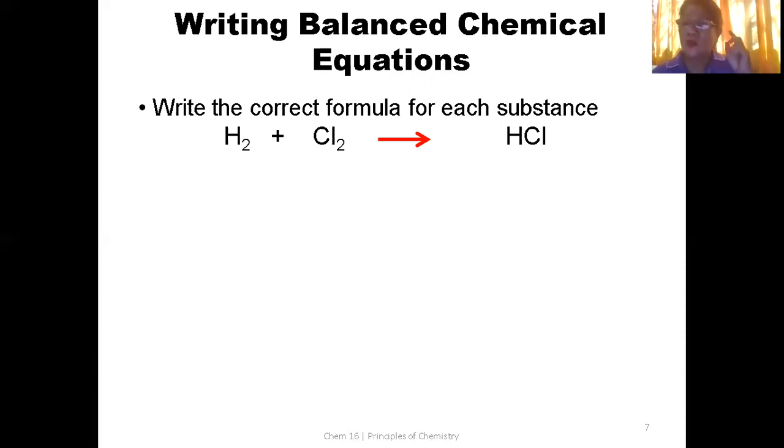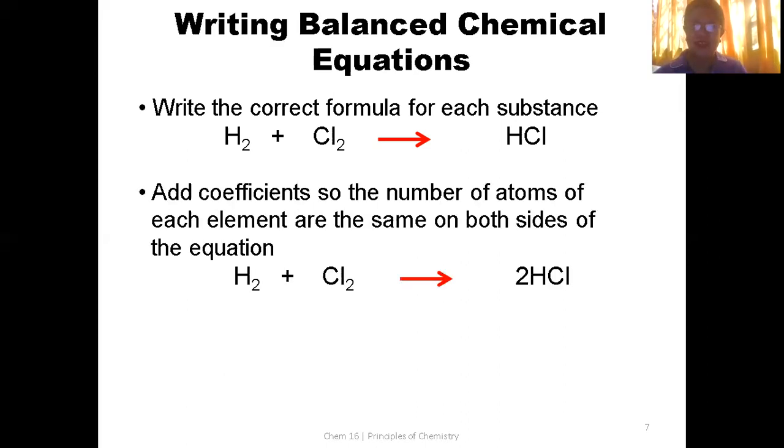I repeat, you are not allowed to change the subscript. What is allowed is only changing the coefficient. If you change the subscript, it will change the identity or the composition of your compound. Okay, so for instance, we have H2Cl2.